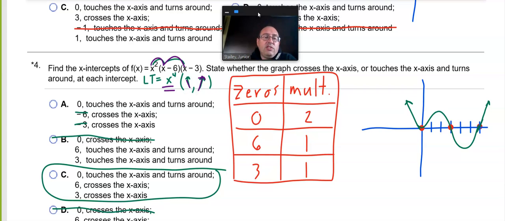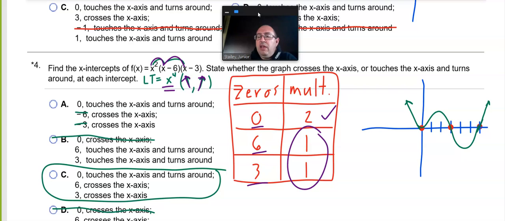It's an even degree, so the left has to be the same, okay? Going through, it's already in factored form, so I've got 0, positive 6, and positive 3. You can see that the 0 has a multiplicity of 2 because its exponent is 2, and the others have multiplicity 1. So this one ricochets off the axis, and these two cut through the axis. And so the picture looks like this.